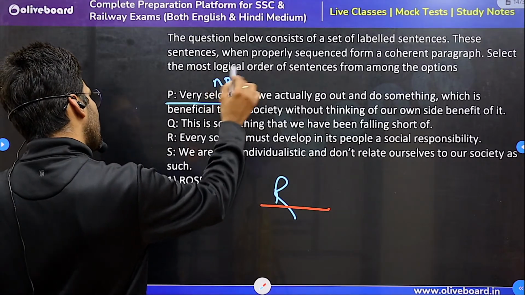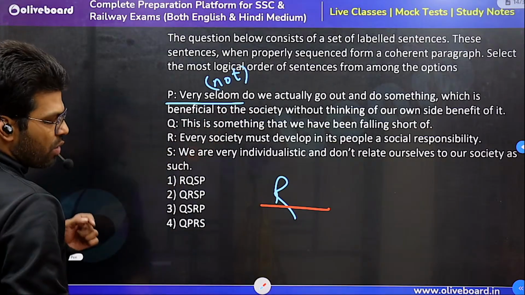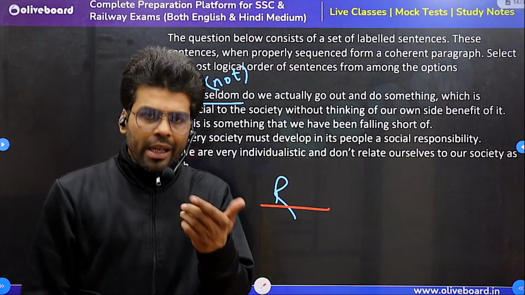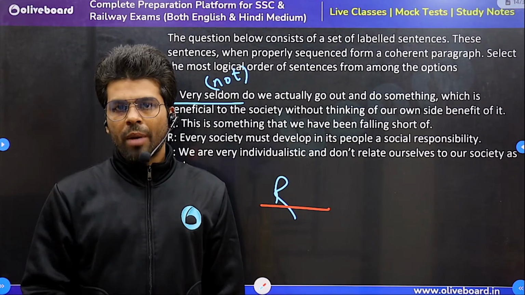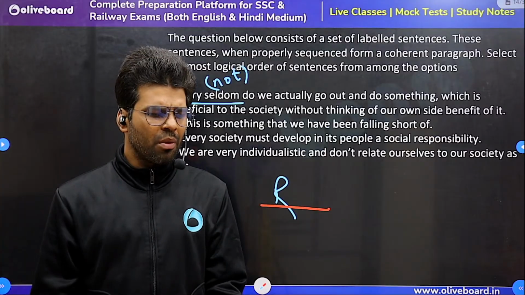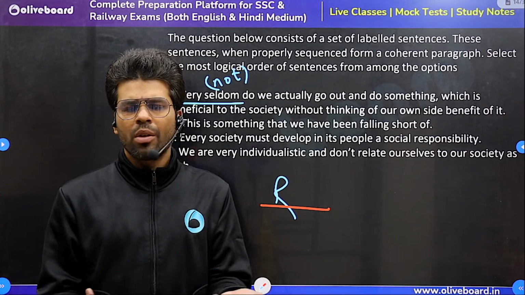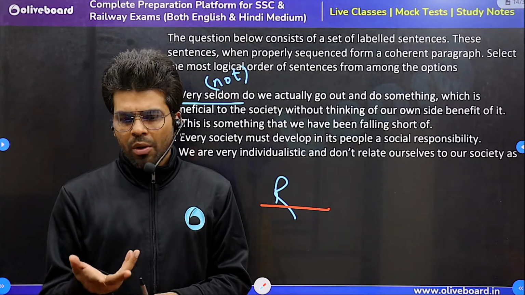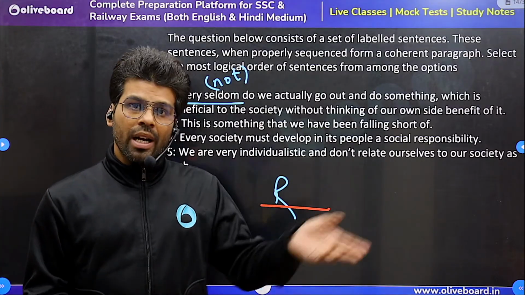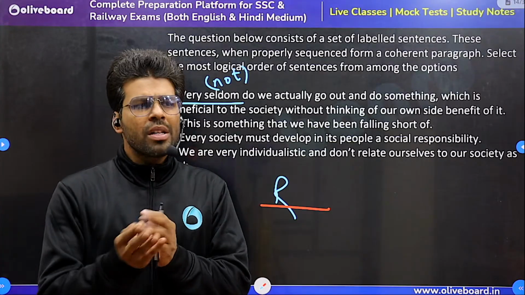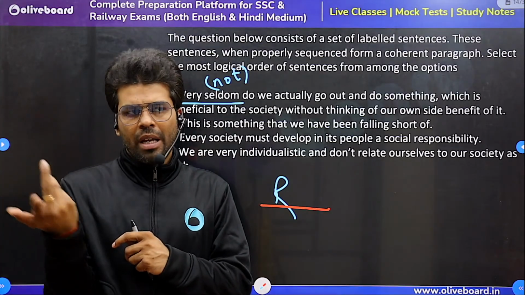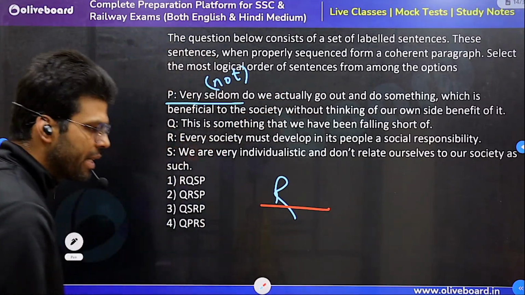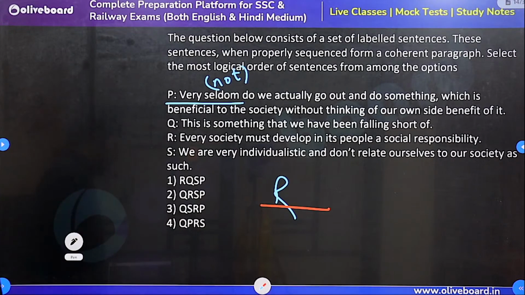Seldom is a negative adverb of frequency. So when you say something happens seldom, that means it doesn't happen. An example: You go to temple? No, sir. Once in a month I go. No, I don't usually go to a temple. Very seldom do I go to a temple. Do you have lunch outside? No, sir. I don't eat outside food. Once or twice in a month, if possible, I can go there. Otherwise, I don't go there. So, very seldom do I go to a temple, a restaurant, etc. That is very seldom, a negative adverb of frequency.